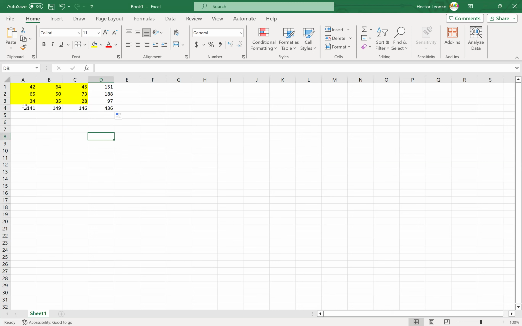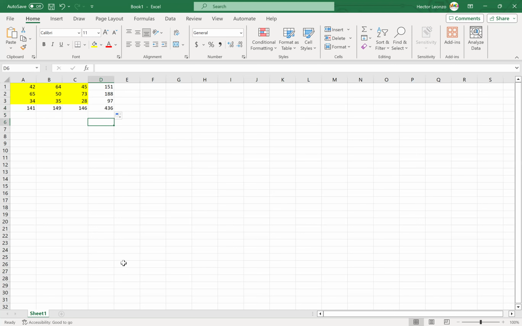Now one thing, 141 is if I add my column B1 according to our table. 149 is if I add my column B2 from our table. And this 146 is if I add my column B3. Now this 436 is if I add them all. So if I added everything, I'm going to need it.